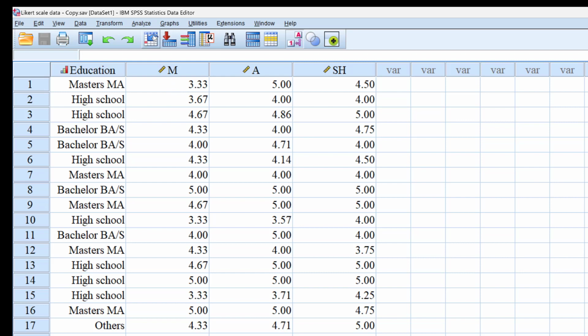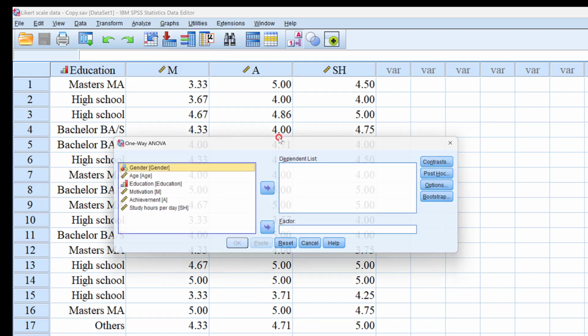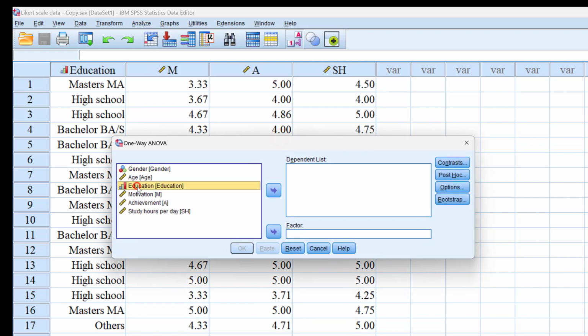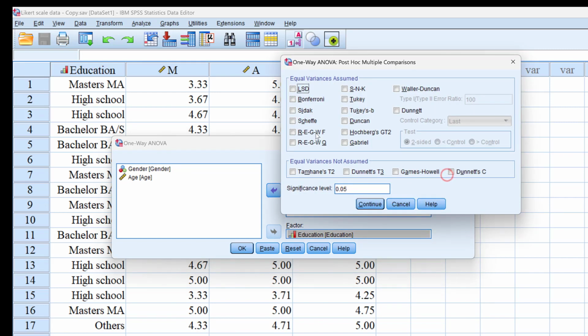To do this, on its basis, we go to Analyze and then Compare Means, One-Way ANOVA. So here we put the categorical variable in the factor. So this is the independent variable, and the other variables, let's say motivation, achievement, and study hours, we put as dependent variables. And for post hoc, we can choose any post hoc like LSD, Scheffe, Bonferroni, and multiple ones, depending on whether or not we are going to find statistical significance. So here we don't know yet, so we don't run this test.